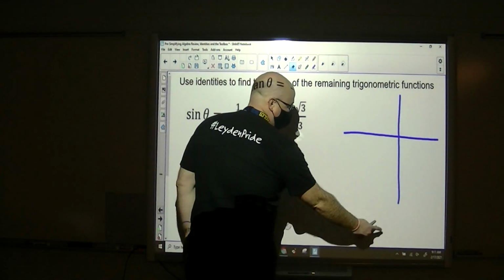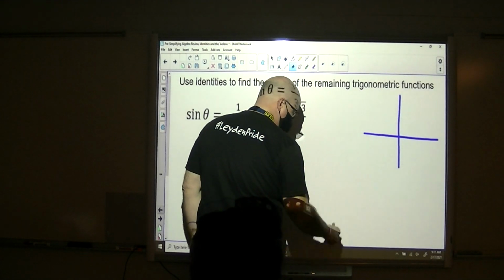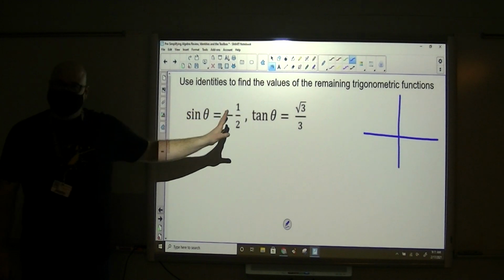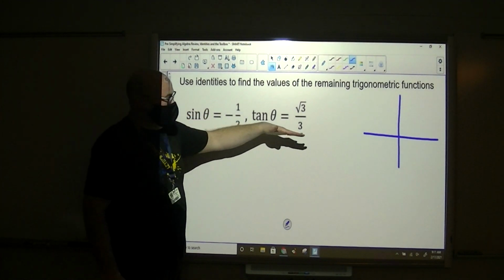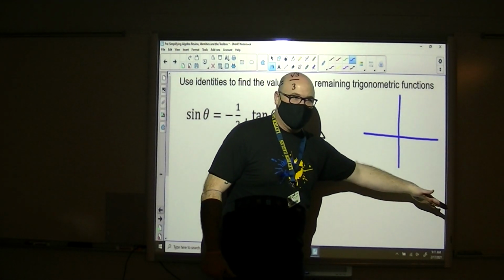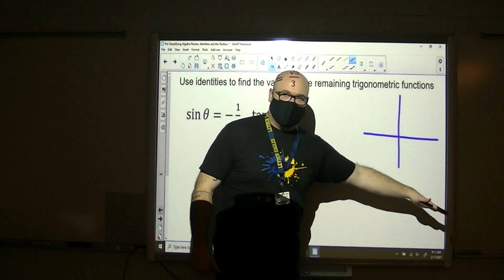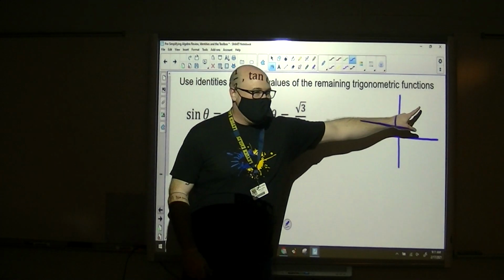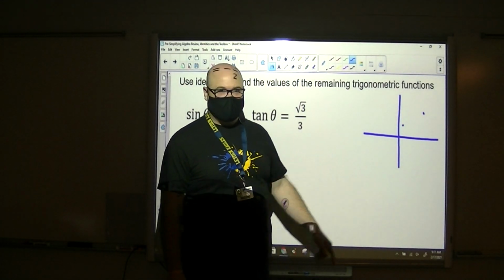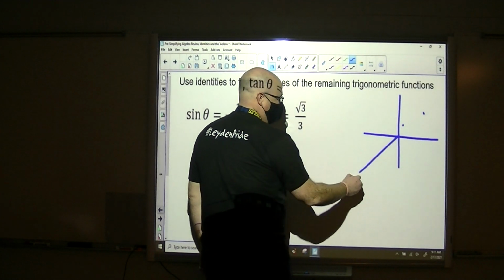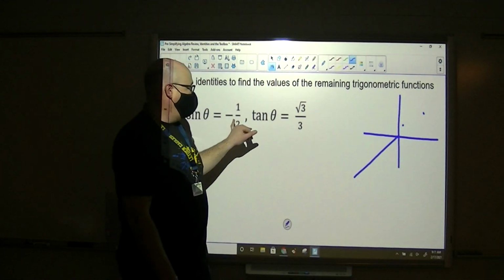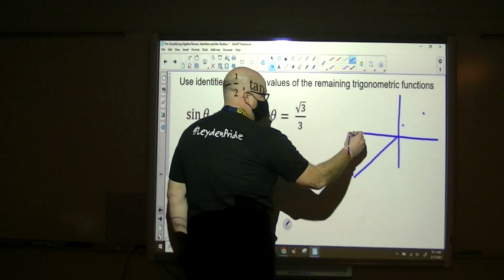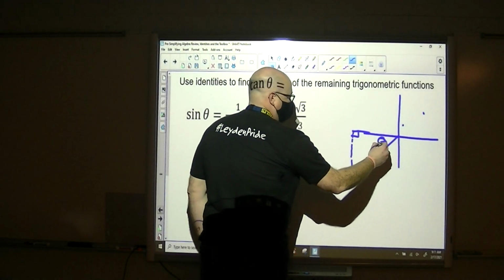But we had a way of determining where the angle would be based on positive and negative assignments. Sine values are negative in quadrants 3 and 4, because that's where the y coordinates are negative on the unit circle. Tangent values are positive in quadrants 1 and 3. So the angle was down here somewhere, where sine is negative and tangent is positive, and then we would drop a perpendicular and say, here's our angle theta.